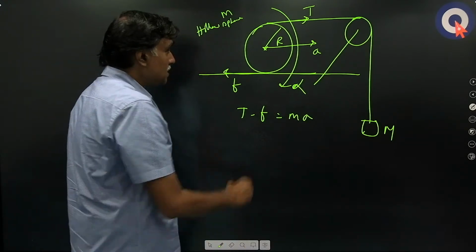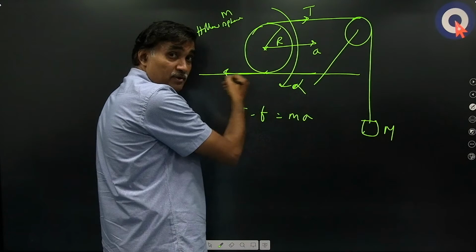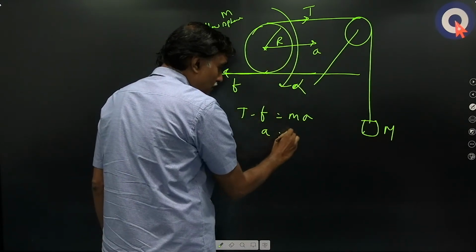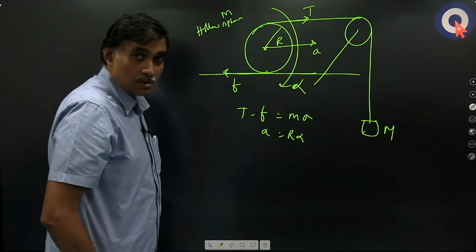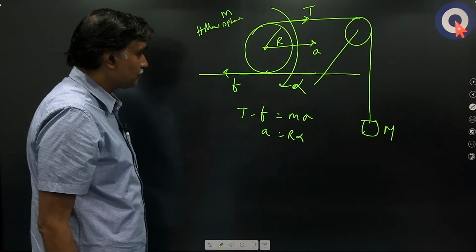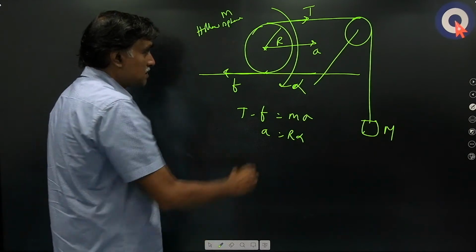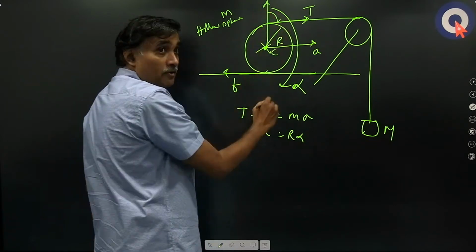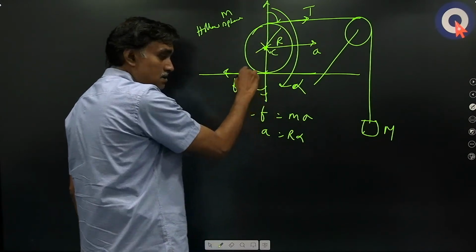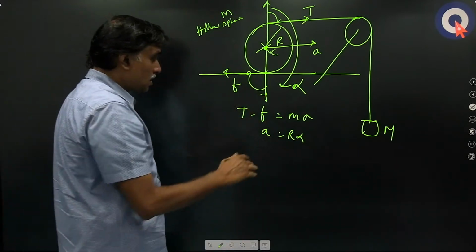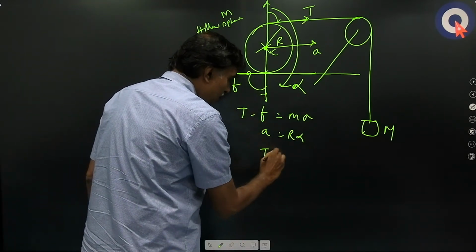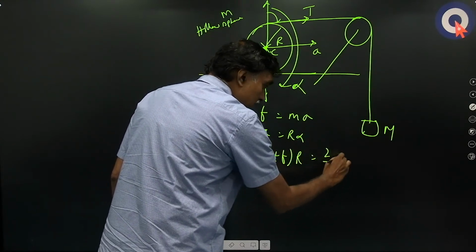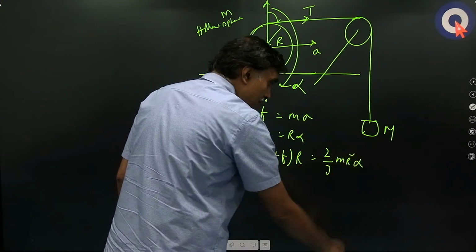Then what is the rolling condition? Acceleration of the lowest point with respect to surface should be 0. Means A minus R alpha is 0. So A equal to R alpha. Then torque equation. What is torque about center of mass? T into R, clockwise moment. F into R, this is also clockwise moment. So both clockwise moments get added. So you'll get (T plus F) into R equal to I alpha. What is I? 2 by 3 mr square, for a hollow sphere about center of mass, into alpha.